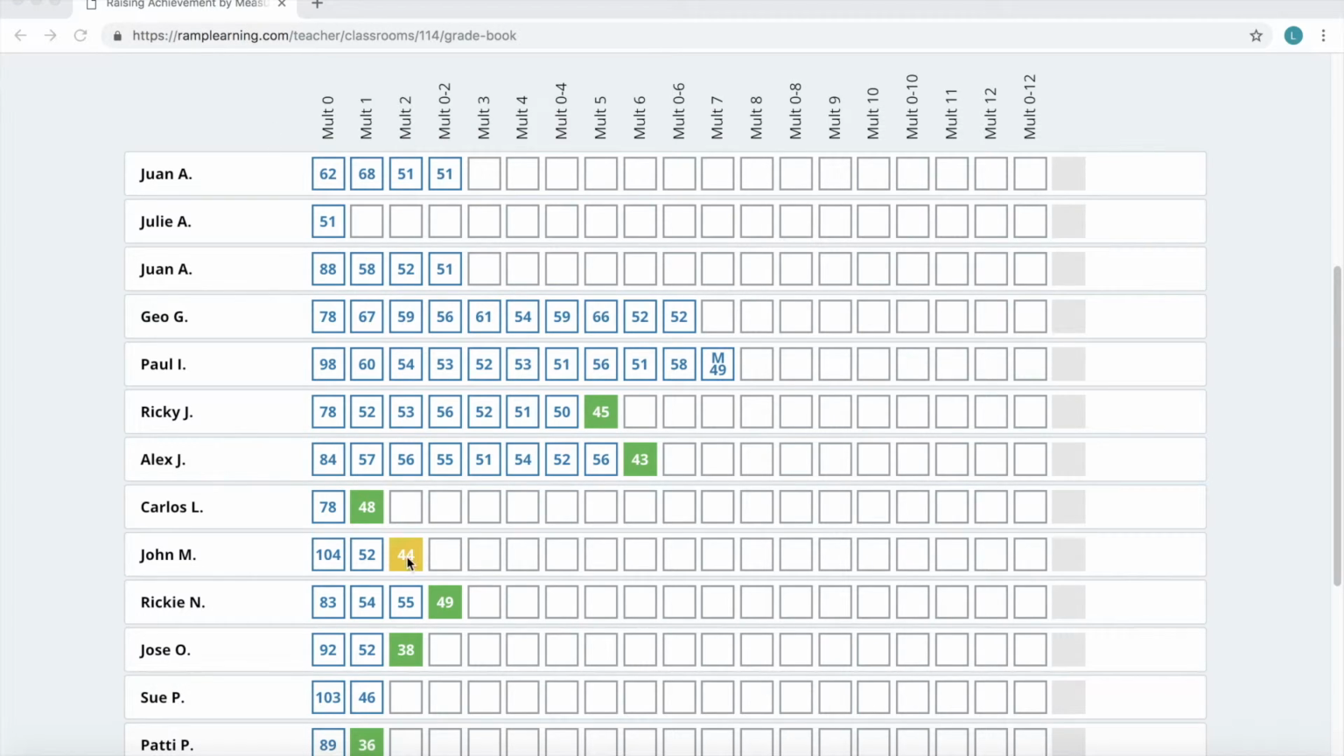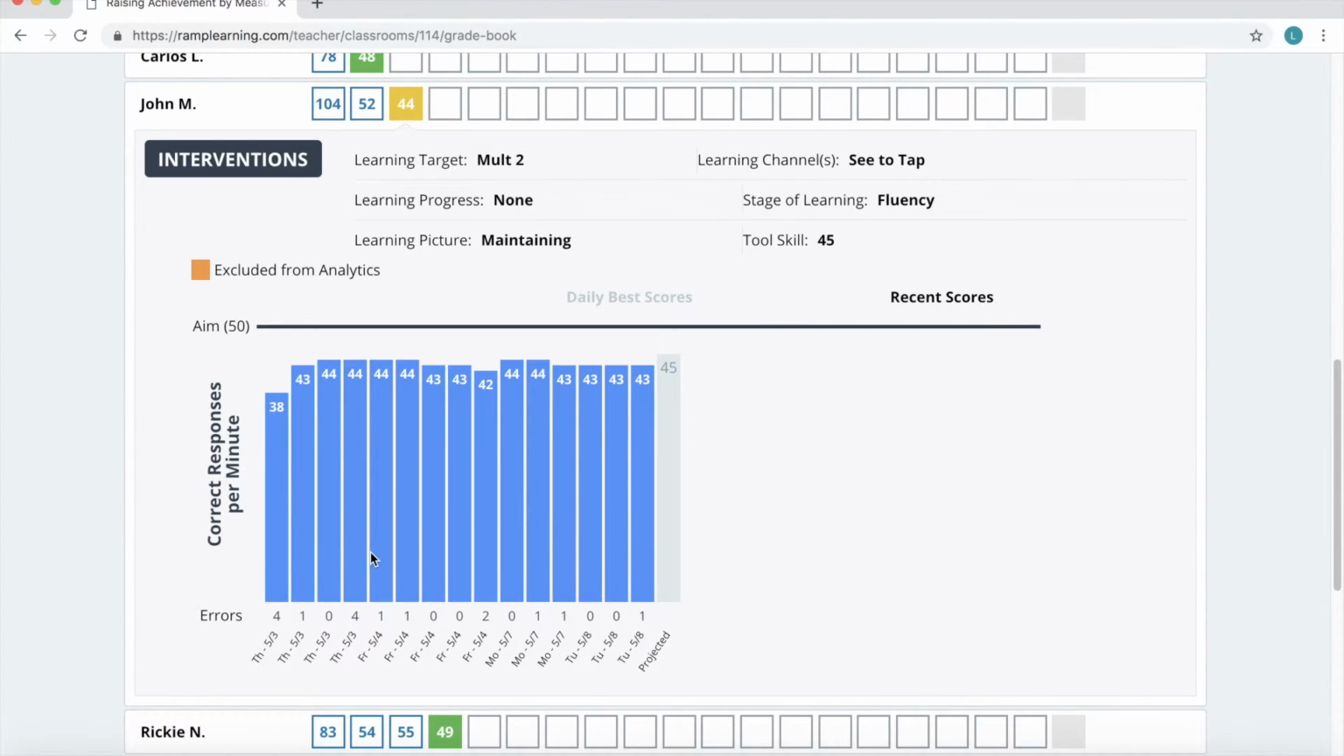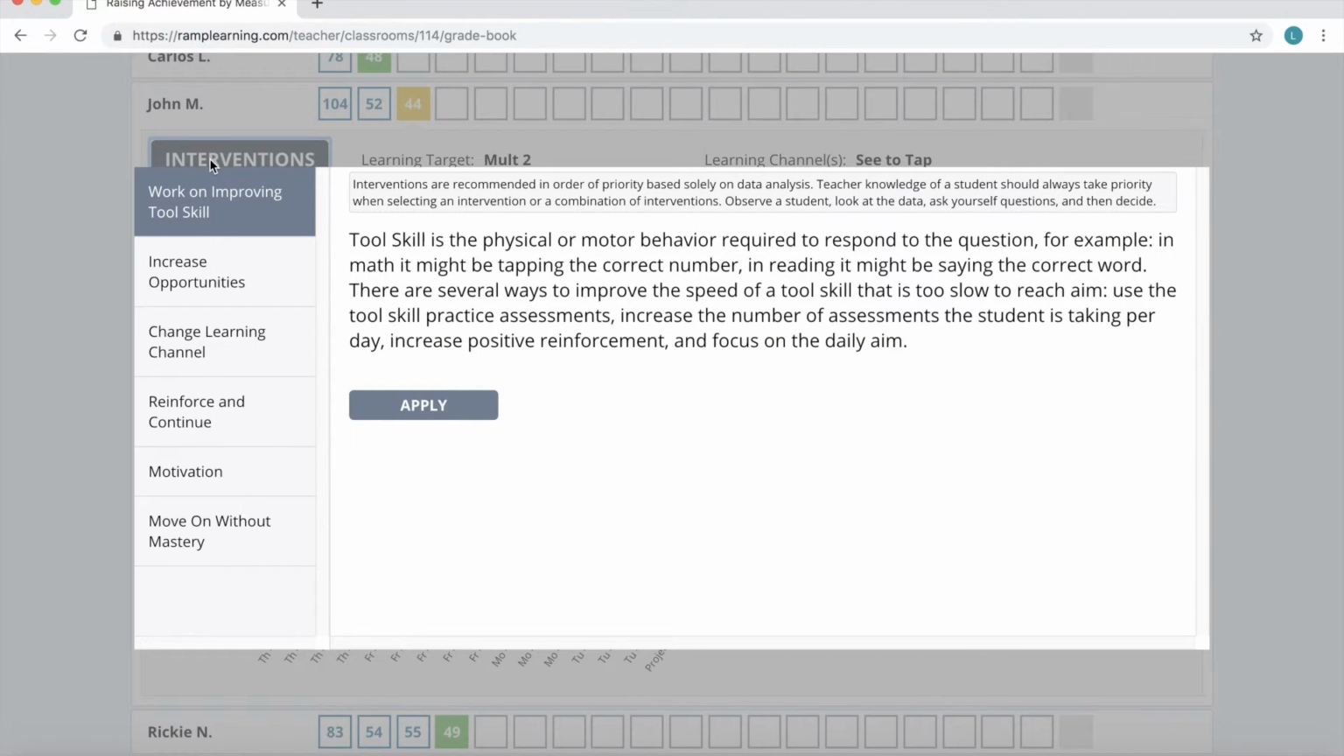Next, let's talk about a student with a maintaining picture. I'm going to click on John's 44 here. And as you can see from the bar graph, John's taken 15 timed assessments in the last 4 days, but he hasn't made any progress. The 14 scores are bouncing around between 43 and 44 correct responses with very few errors. If we click on the interventions box, the primary intervention recommended is to work on tool skills.